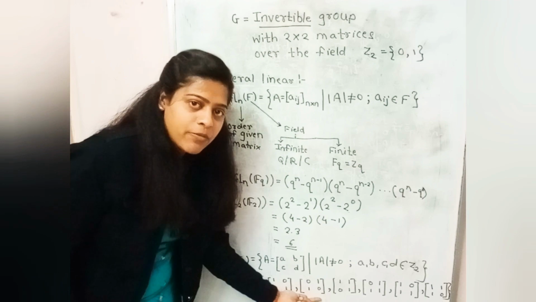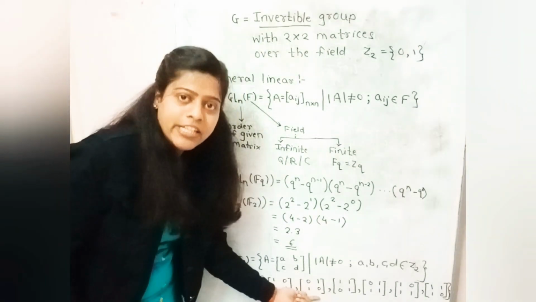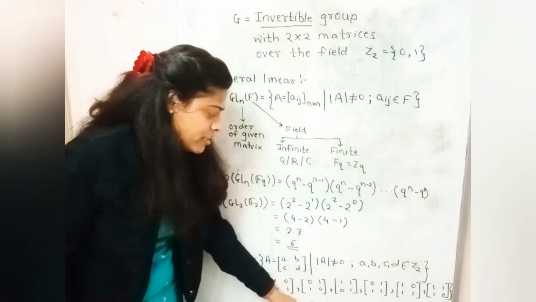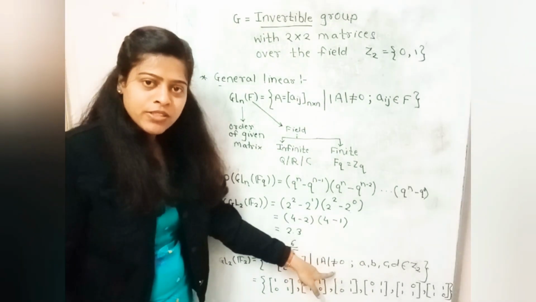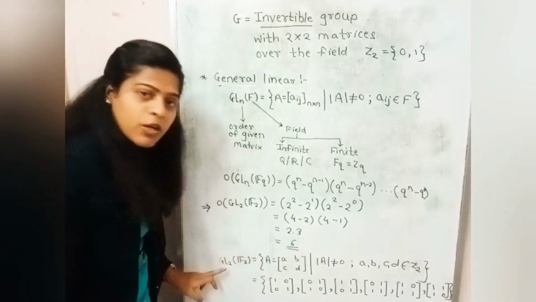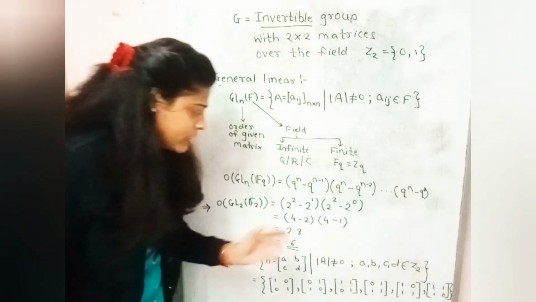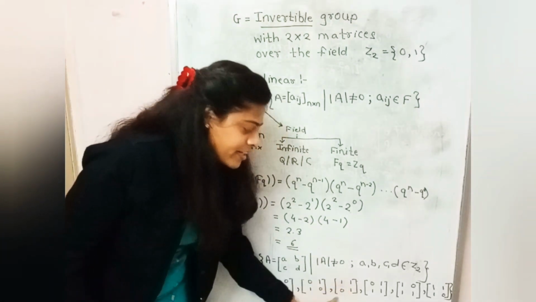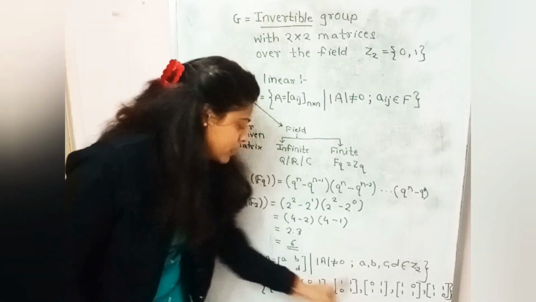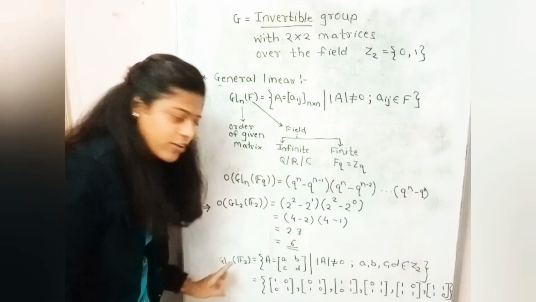Similarly, consider the second matrix. When we take its determinant, its determinant is minus 1, and minus 1 is not equal to 0. Therefore, this matrix also belongs to GL2(F2). Similarly, for the third matrix, its determinant is 1, and 1 is not equal to 0. Therefore, this belongs to GL2(F2).